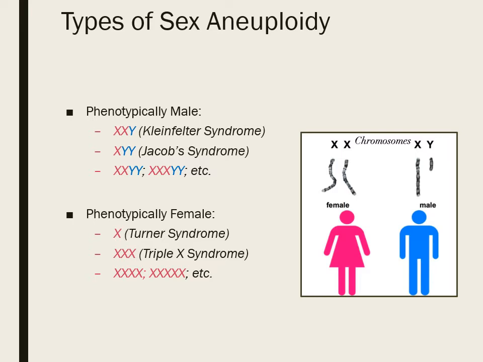So what determines whether or not these sex aneuploidies look male or female? That really comes down to the Y chromosome. You'll notice all the phenotypically male disorders have a Y chromosome. All the phenotypically female ones lack that Y chromosome. So that's really the male switch on the Y chromosome.